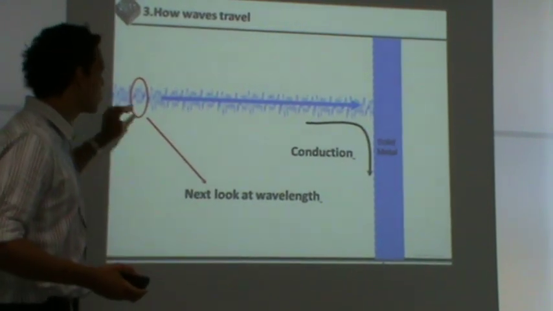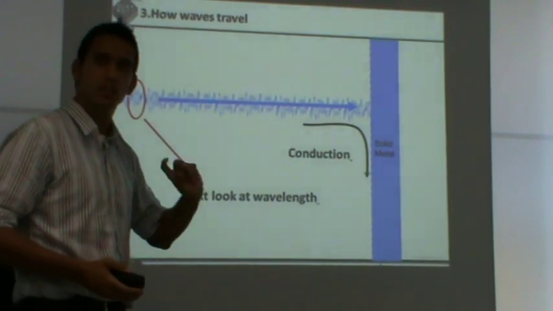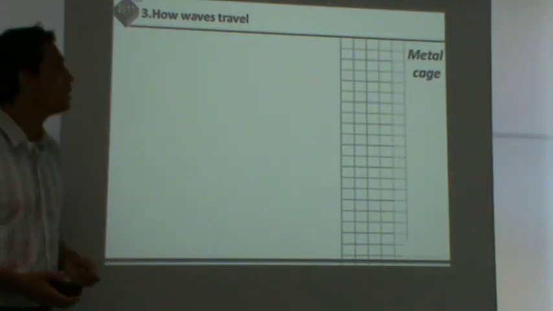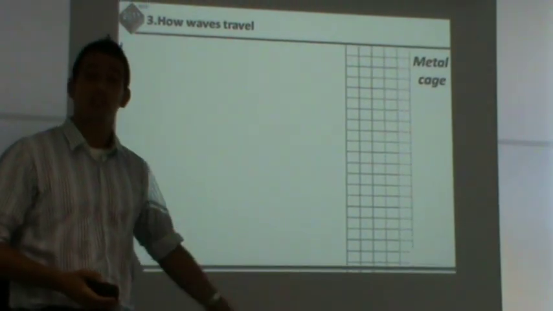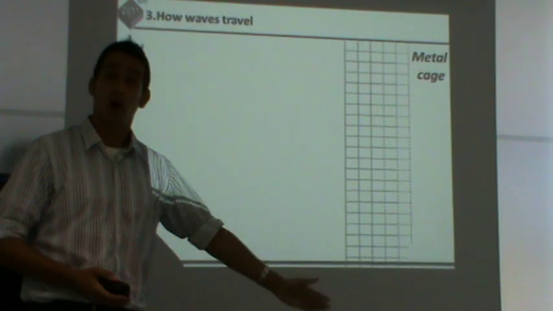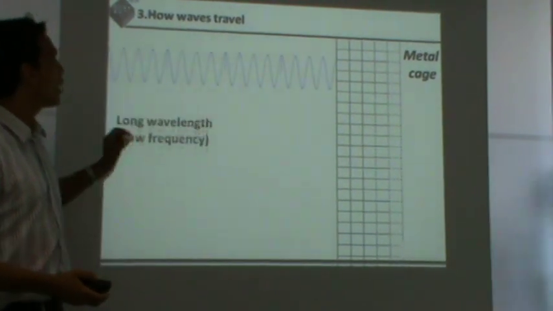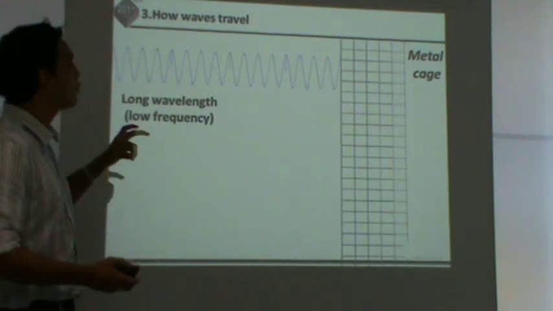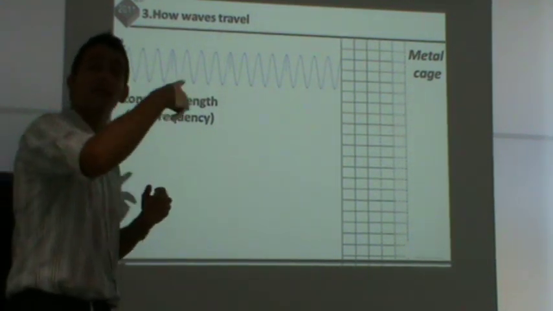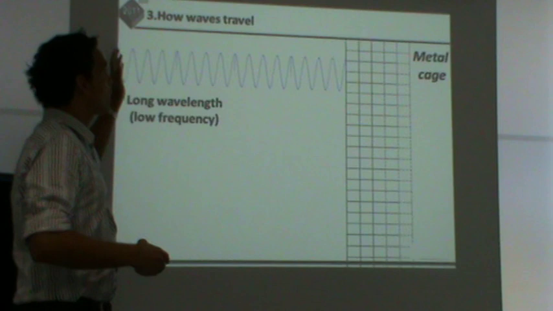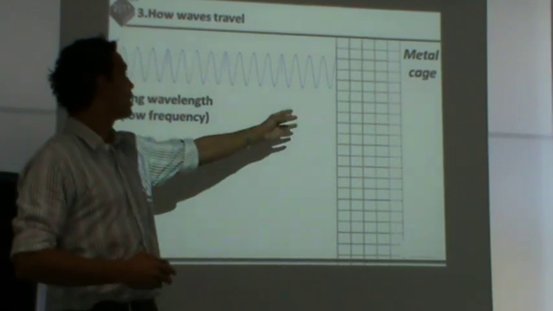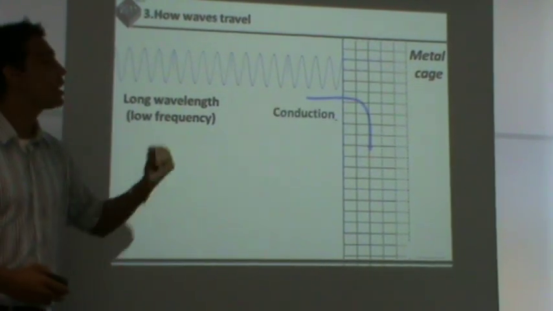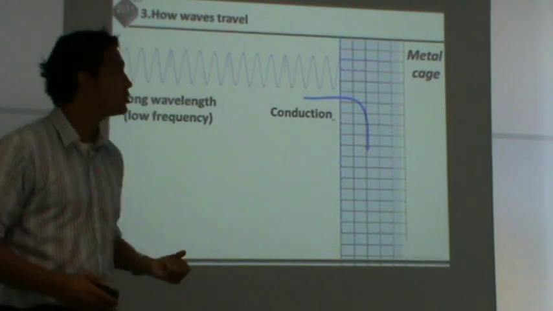Now, we're going to talk a little bit about wavelength and how this relates to the Faraday cage. So this time I want you to think this isn't a solid piece of metal, it's a nice cage with lots of holes in it. If my wavelength is big, okay, wavelength is the amount of space that it takes for the wave to oscillate, then I'm going to find it's actually going to get conducted by my metal cage.